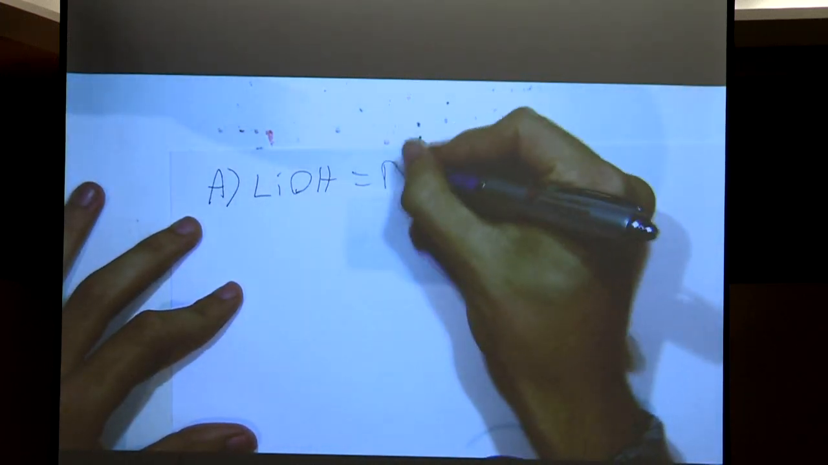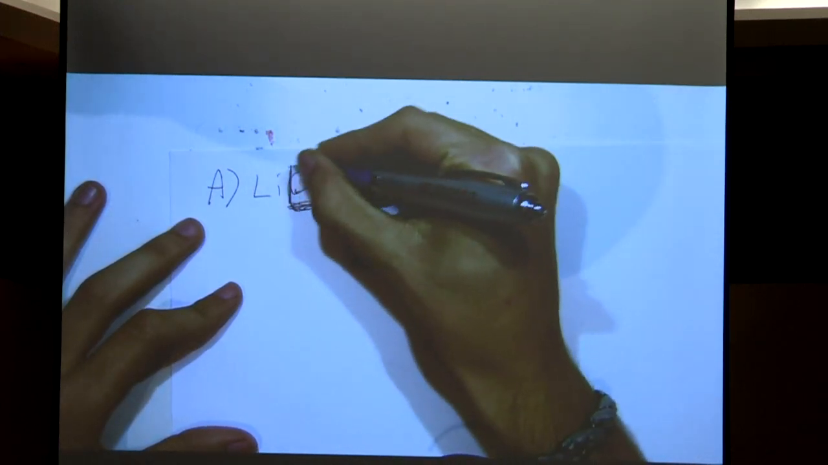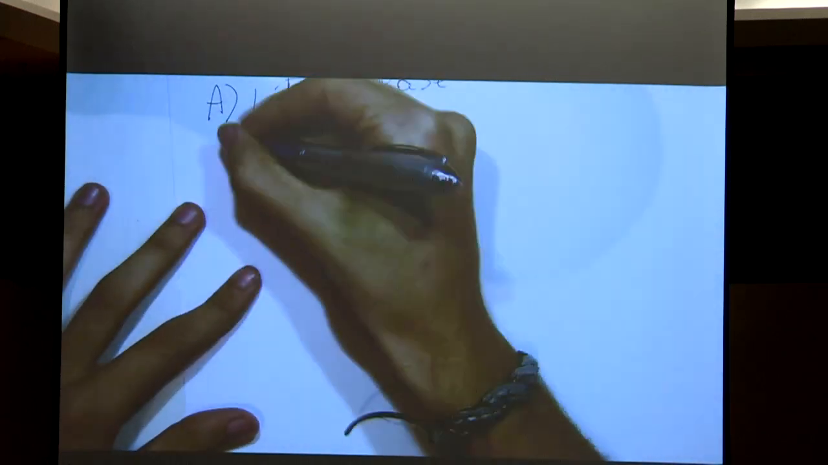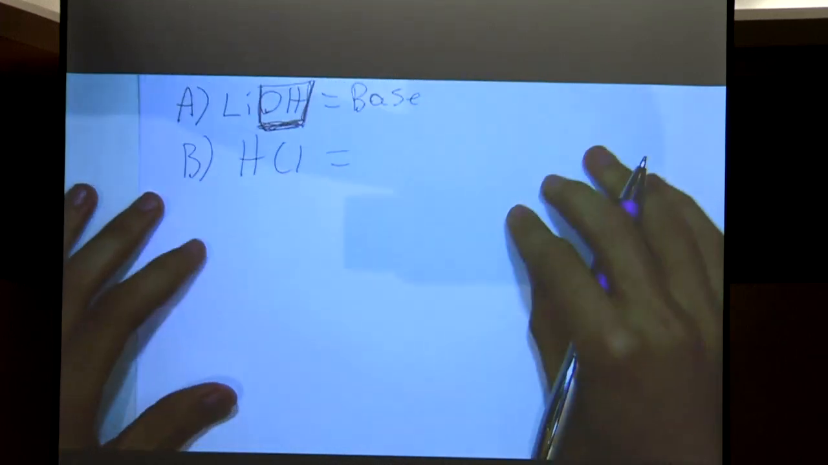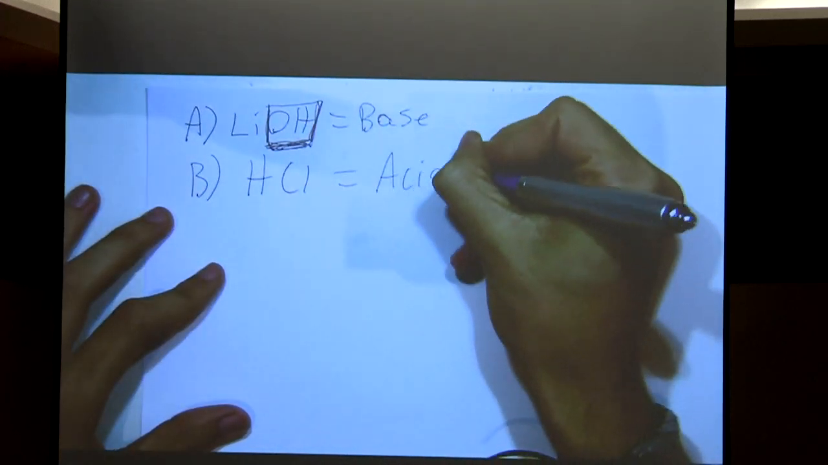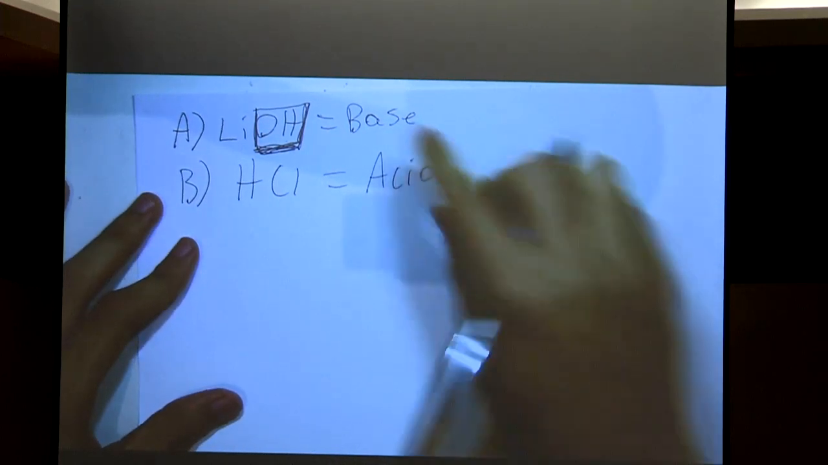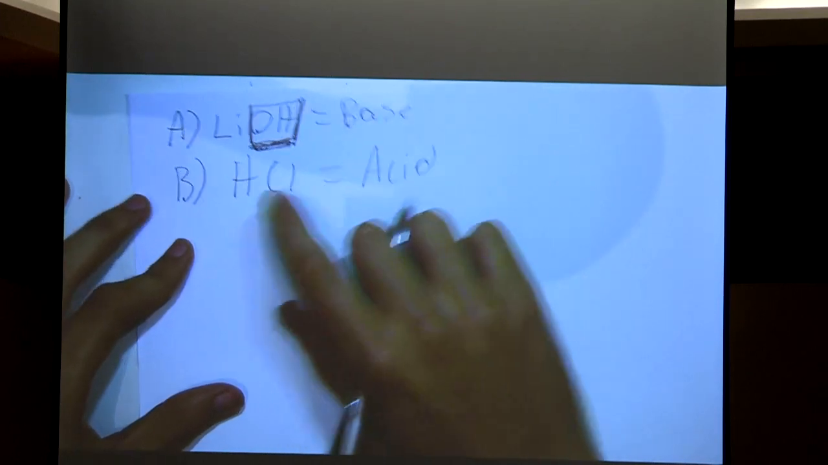What is that? Acid or base? Base. Anything with an OH. Anything with OH is a base. HCl, what is that? Acid. This is a strong base because it's a group 1 or 2 metal. This is a strong acid.